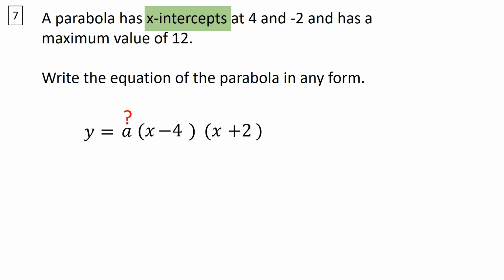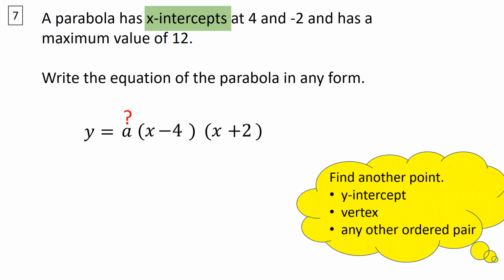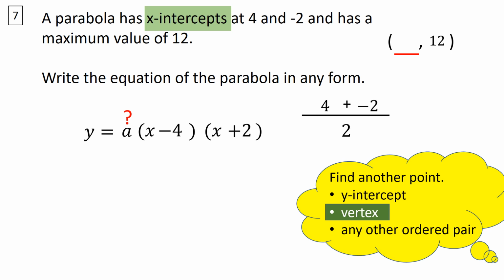Since 12 is the maximum value, that means it's the y value of the highest point on the graph, which is going to be the vertex. So we need one more point to make this work, and the vertex is going to be that point. 12 is the y value. What's the x value? Well, in a parabola, the vertex is always halfway in between our x-intercepts. So we've got 4 and -2. Halfway in between those, we can add them and divide by 2. It's going to give us 1.